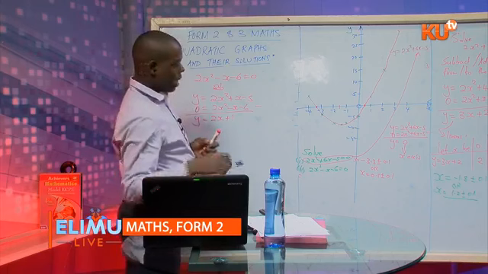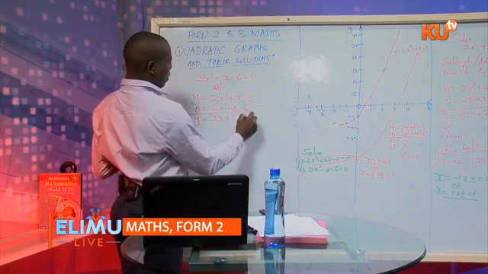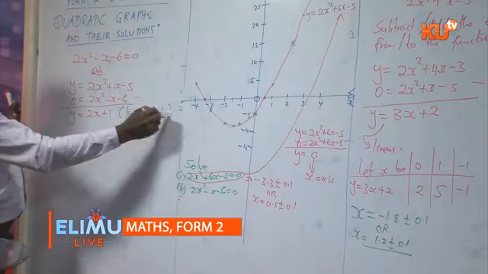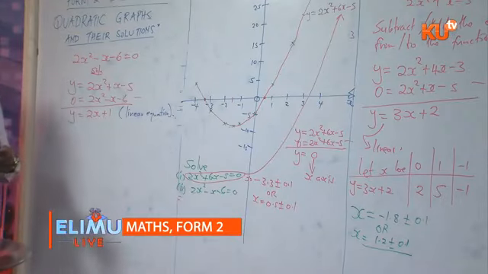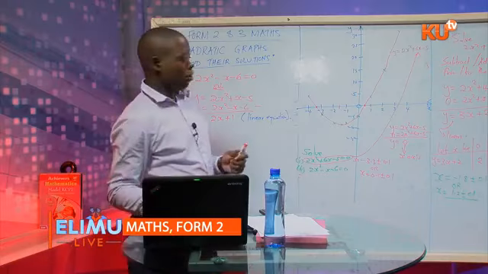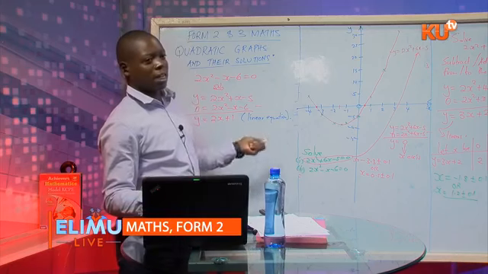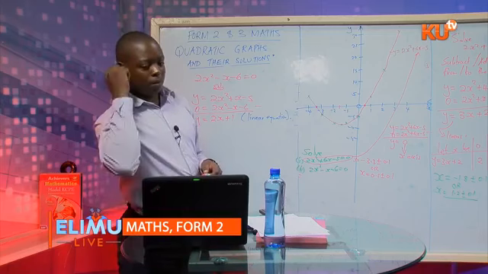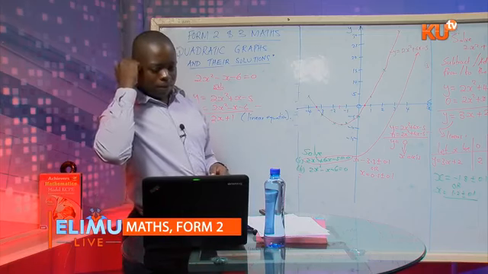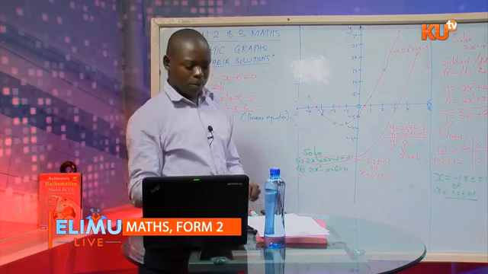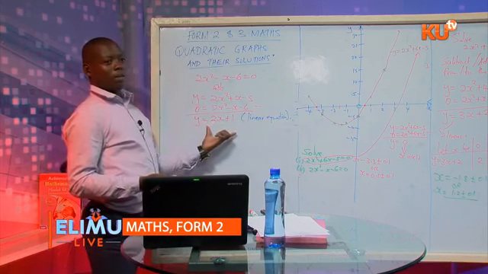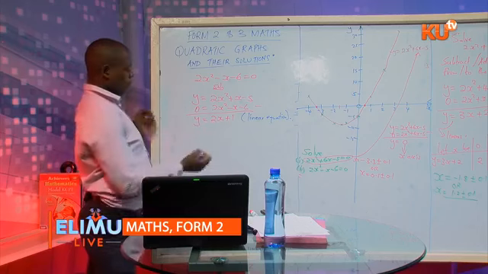And this one is a linear equation. It's not quadratic. This is a linear equation. So what we need to do is to draw this linear equation, which is a straight line, on the same Cartesian plane. And how do we draw? Very simple. Choose any 3 values of x and find their corresponding values of y.